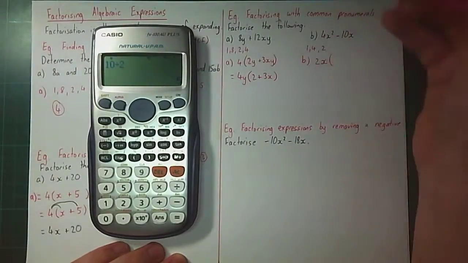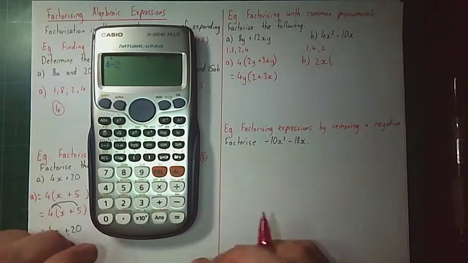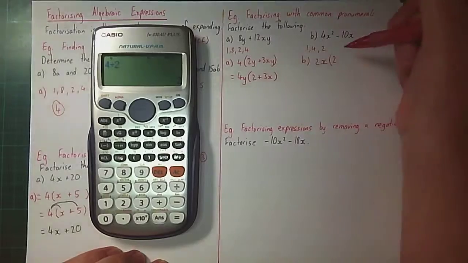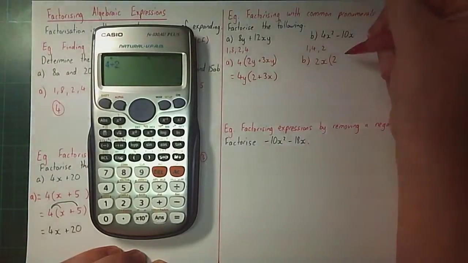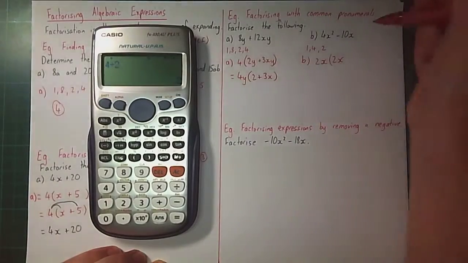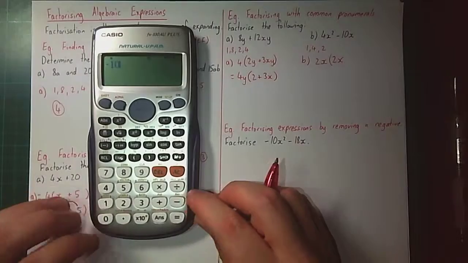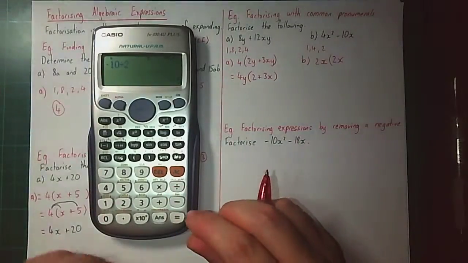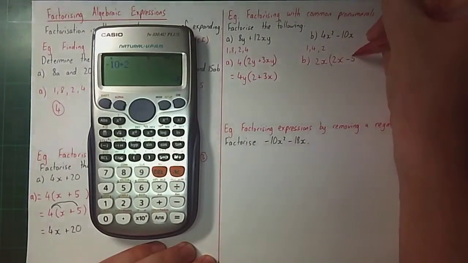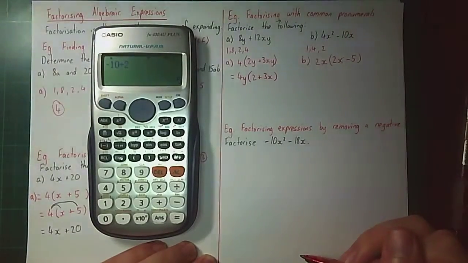So when we remove 2x from 4x squared, 4 divided by 2 is 2. And when we divide x squared by x, we're left with 1x. So it's just going to be 2x there. And then here we've got minus 10x. Minus 10 divided by 2 gives us negative 5. And we've already removed the x, so that's our final answer there.